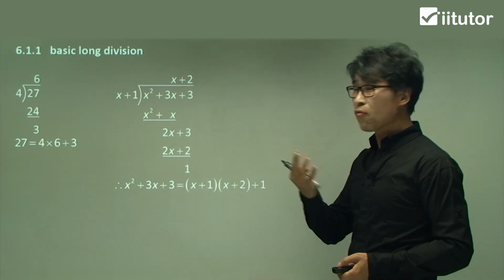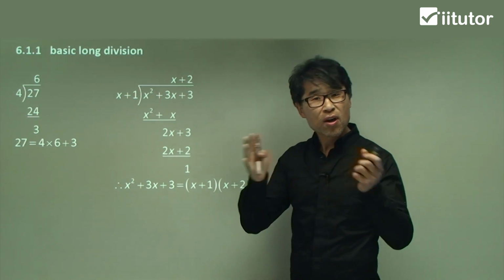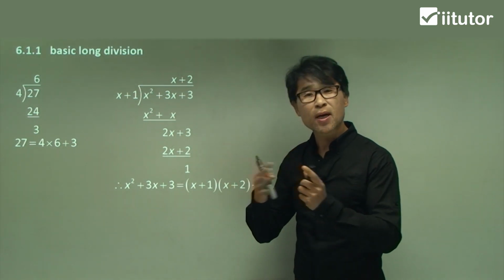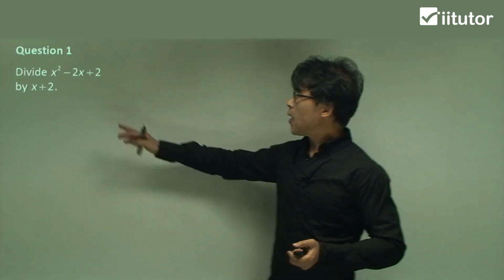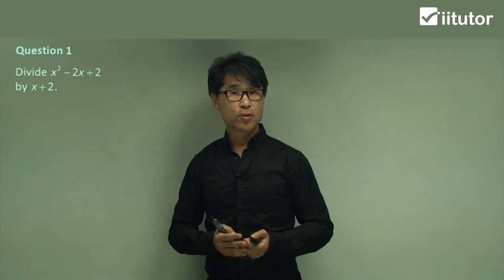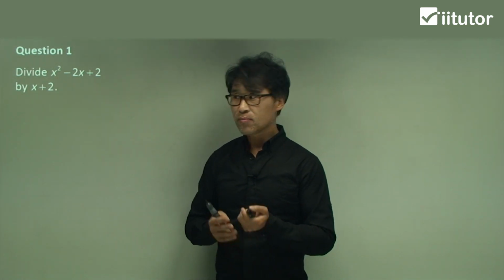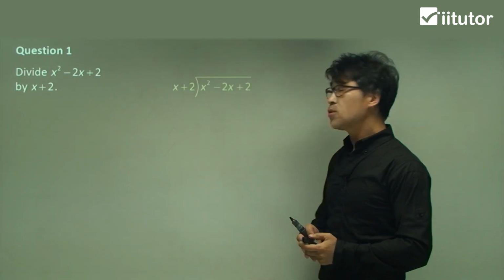We will have 4 questions in this section. The 4 questions will cover 4 slightly different situations. Okay, let's go. Question 1: x squared minus 2x plus 2 divided by x plus 2. What do you have to do now? You have to write the format of the long division. It should be like this one.